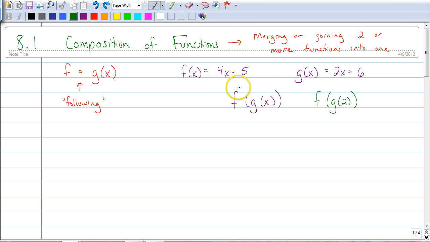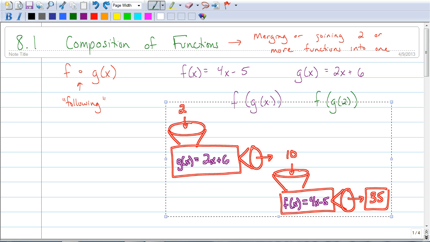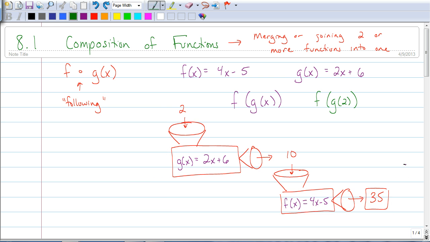Like yesterday we saw problems like this where we were given two functions, function f and function g. Like let's say f was 4x minus 5 and function g was 2x plus 6. And we were asked to find f following g of 2, meaning I'd put 2 inside of function g and take that answer and put it inside of function f. And we concluded that video yesterday by looking at a function machine. And that's what I want to start out with today in this video, looking at a function machine again.